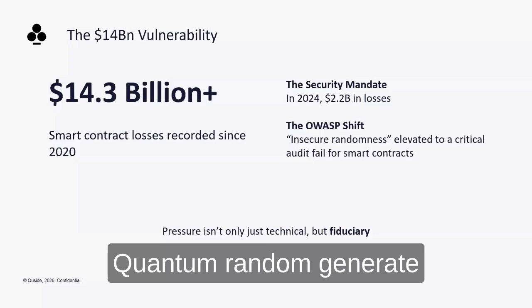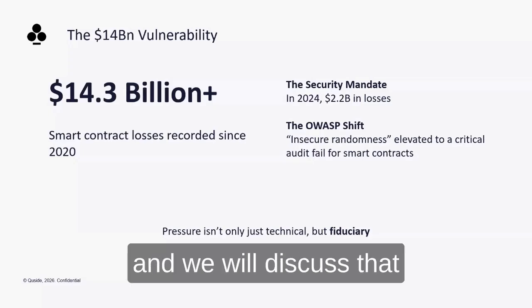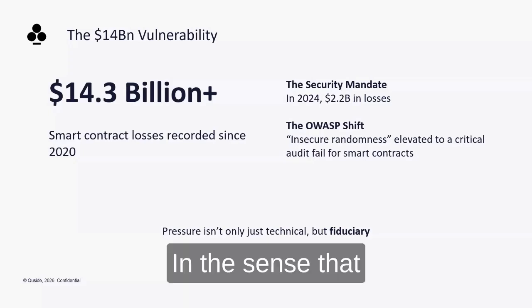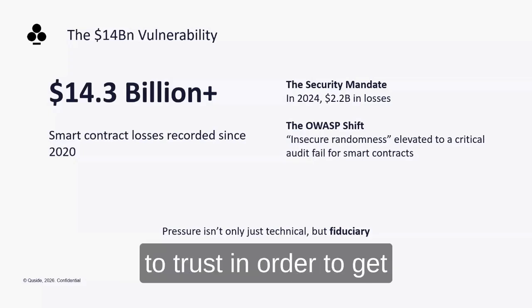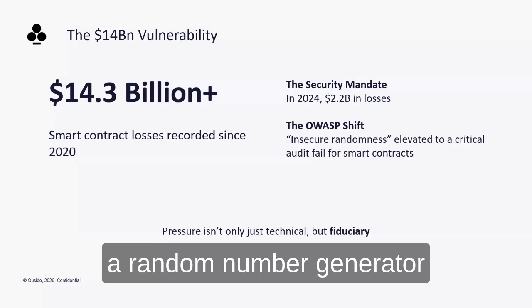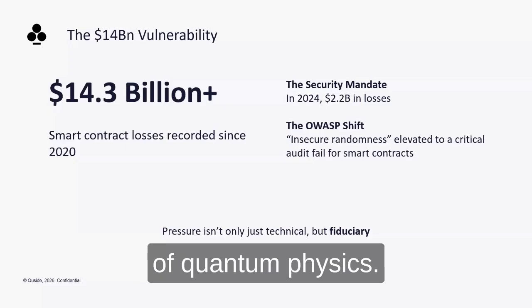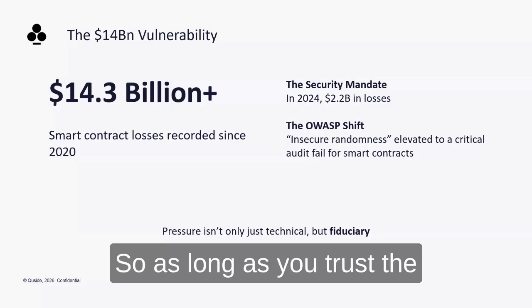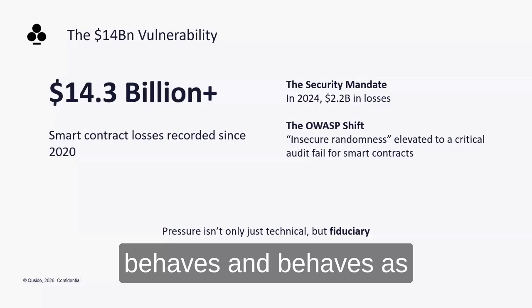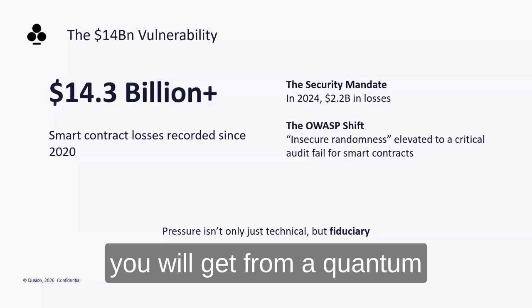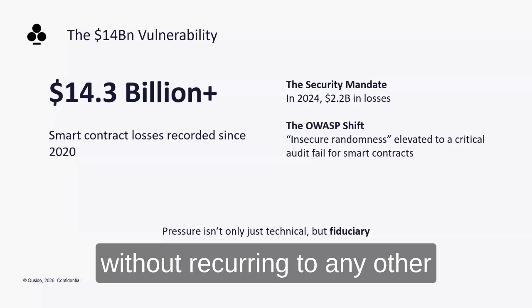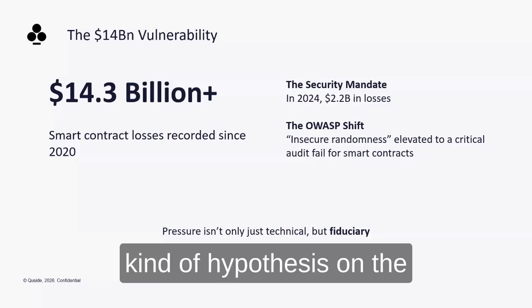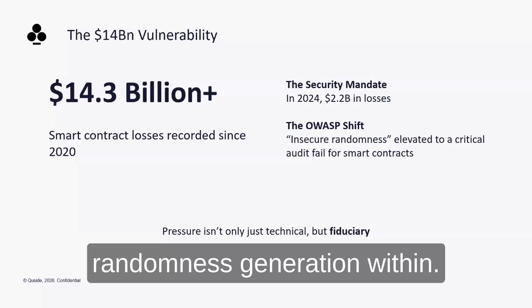Quantum random number generation is somehow the opposite, and we will discuss that in bigger detail later, in the sense that the only thing you need to trust in order to get a random number generator here is the laws of quantum physics. So as long as you trust the fact that quantum physics behaves as expected, the randomness that you will get from a quantum random number generator can be certified and validated and trusted without recurring to any other kind of hypothesis on the randomness generation within.